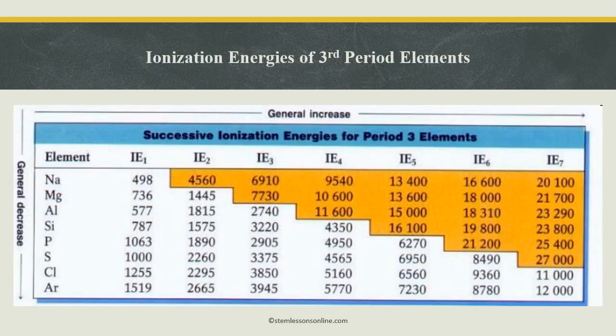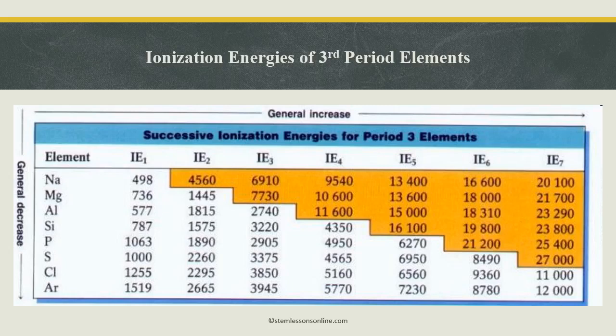You can notice the same trend in other groups for third period elements here. So third period elements are here in different groups: first group, second group, third group, 14th, 15th, 16th, 17th and 18th group. These are all in the third period. So let's see the ionization energy here. Look at this one. The first ionization energy is 498, and the second ionization energy is a huge jump.